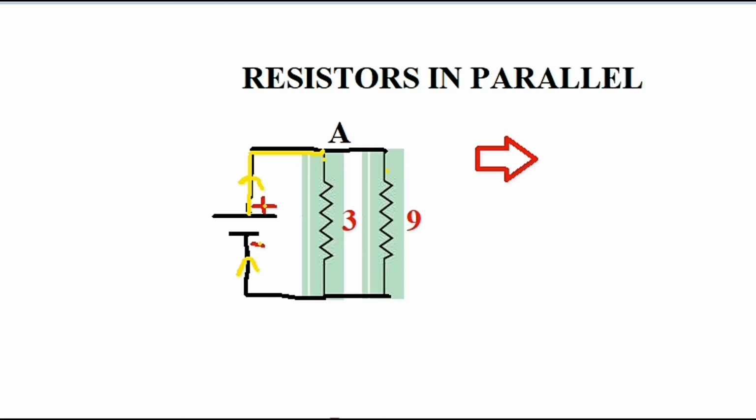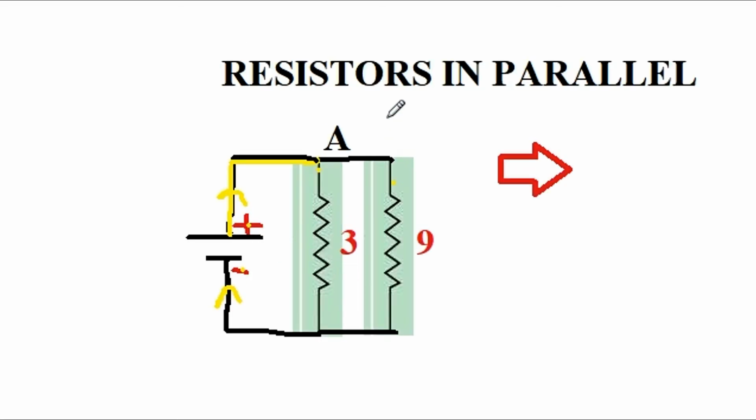So when the current reaches point A, to reach the negative terminal, there are two paths. One is this path and another one is this path. So basically there are two choices for the current which is coming from the positive terminal to the negative terminal. So whenever the current divides, that combination is a parallel combination.